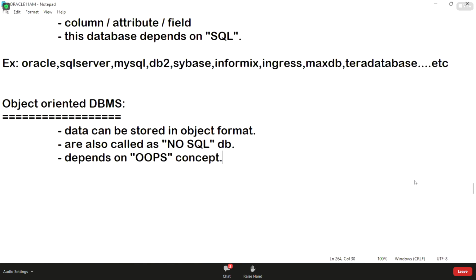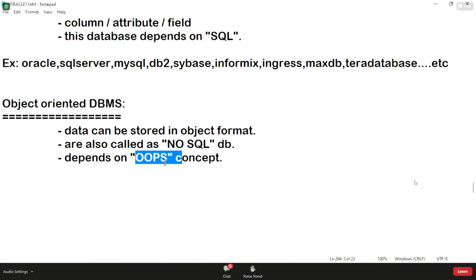Whenever you want to work on object oriented databases, you need knowledge of OOPS. That's why many students, when they go to an object-oriented platform like Java or .NET classes, learn only the OOPS concept, then learn some object-oriented database tools outside and try for jobs. So this completely depends on OOPS, not SQL. That's why we call it NoSQL. Now observe: I said object here. What are the OOPS features?